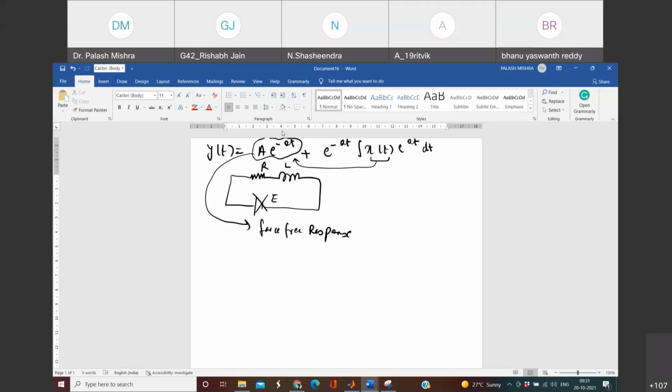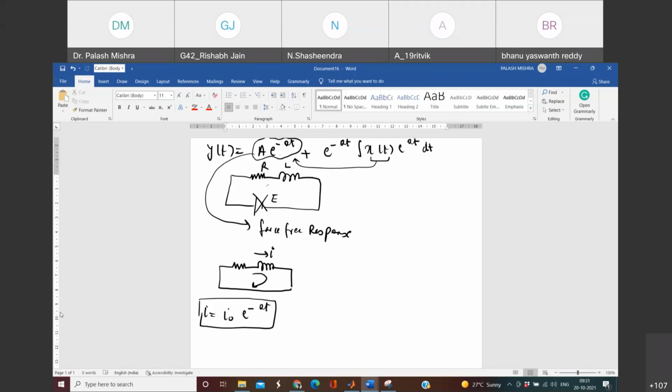In the previous classes, I have told you that if there is an RL network with no battery, but the inductor is charged with some initial current I, the response is I equals I naught e to the power of minus at, right? And this inductor will decay its current over a period of time through this resistance. The similar thing is reflected in this circuit also.